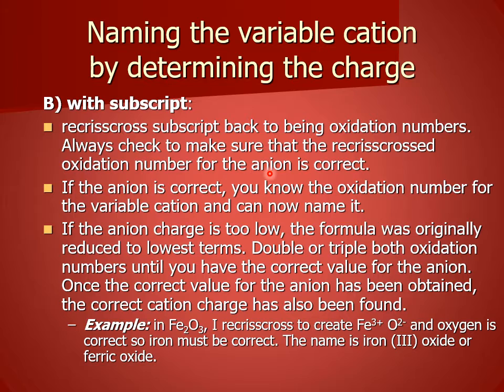If it's not, you're going to probably have to double it or triple it or quadruple it to make it correct. Whatever you do to the negative ion to make it correct, you'll have to do that to the positive ion to make it correct. Once it's correct, you can name it with the Roman numeral Stock system or the Latin system. Okay, and that's all this explains there. So I'm going to just move on.